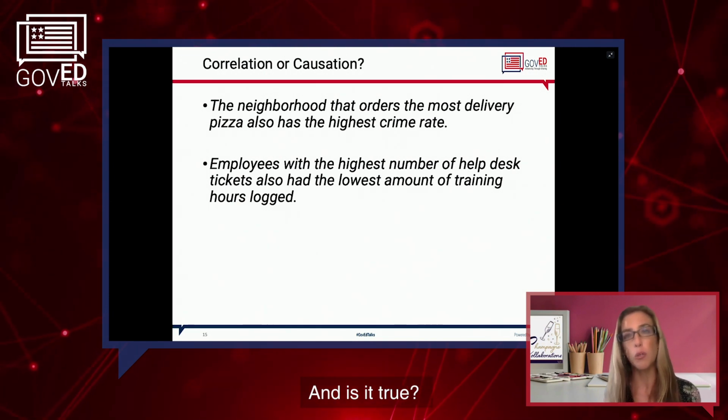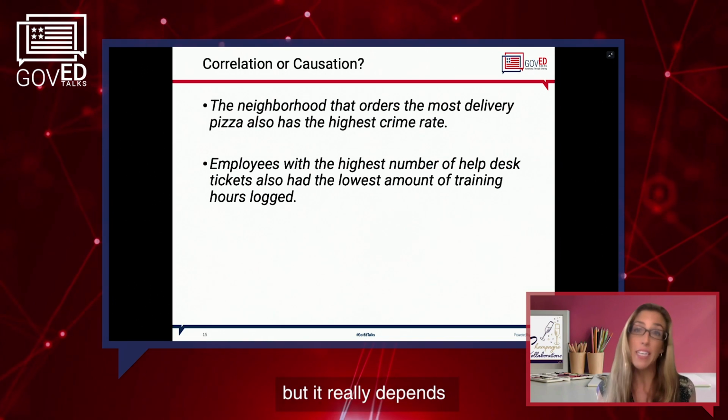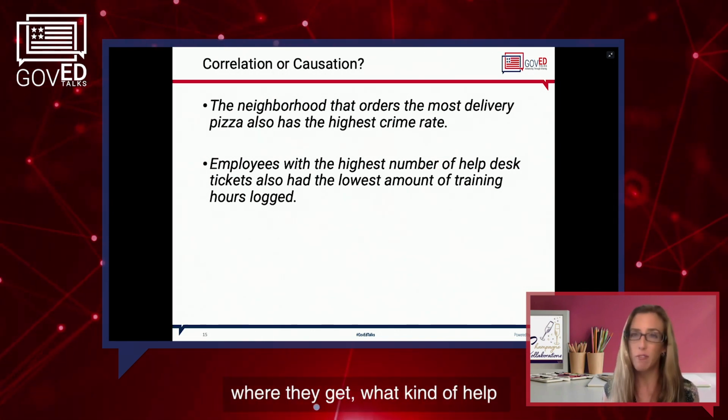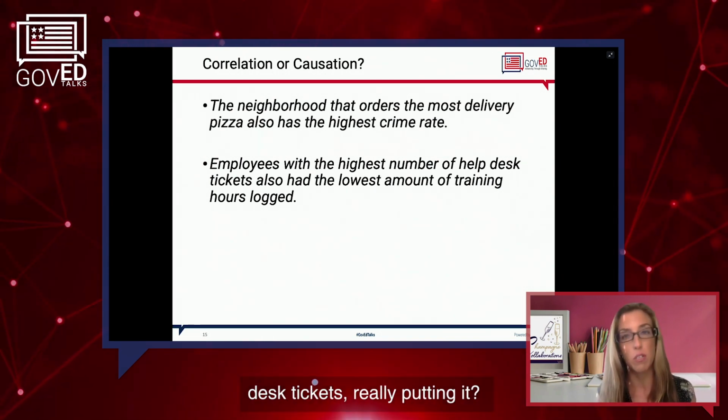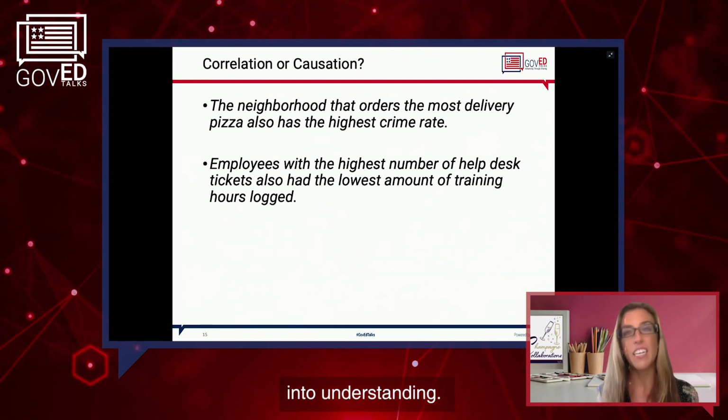And is it true? There might be a true correlation here, but it really depends. What kind of training were they getting? What kind of help desk tickets were they putting in? See, it causes us to break it further down into understanding.